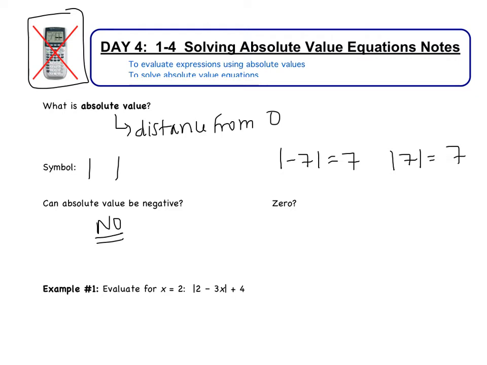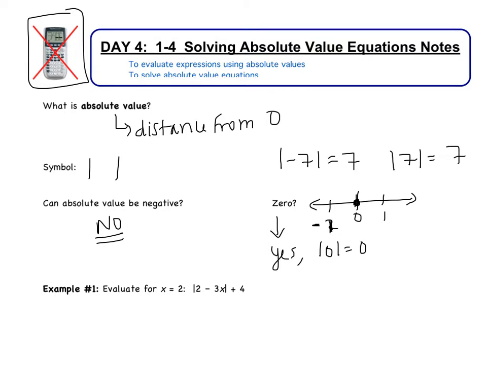Can absolute value be 0? So, is there a point or multiple points that are 0 units from 0? Well, if we think of a number line, sorry, this should be -1. Okay, which numbers are 0 units from 0? Well, the only one is 0 itself. So, yes, the absolute value of 0 is equal to 0. That's the only time that absolute value is 0.